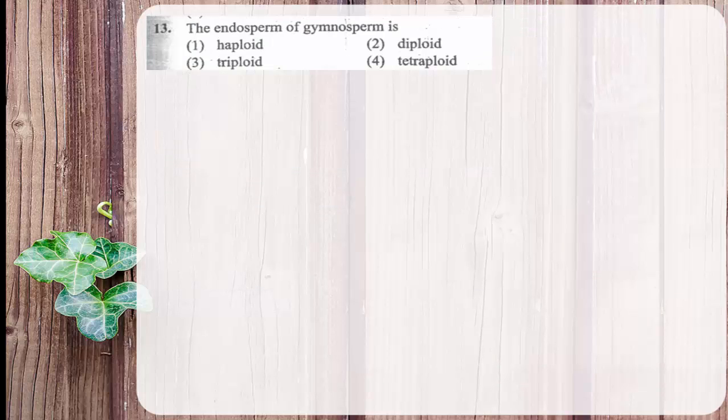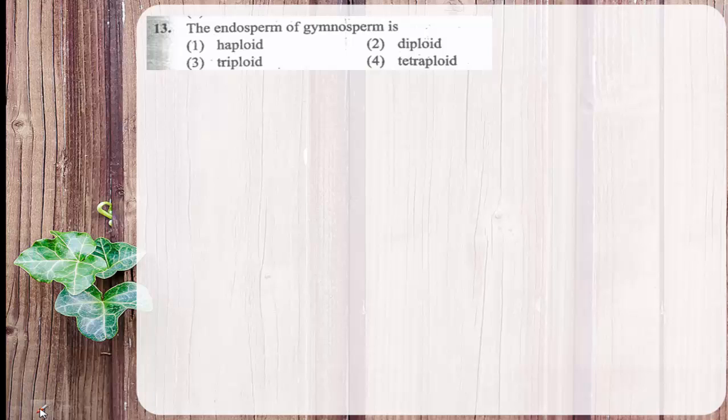Moving to the next question. Endosperm of gymnosperm is, very important question. The options are haploid, triploid, diploid, tetraploid. Haploid means having single set of chromosome. Diploid means 2n having double set of chromosome. Triploid means having 3 sets of chromosome represented by 3n. Tetraploid means having the 4 set of chromosomes represented by 4n. N for haploid, 2n for diploid, 3n for triploid, and 4n for tetraploid.